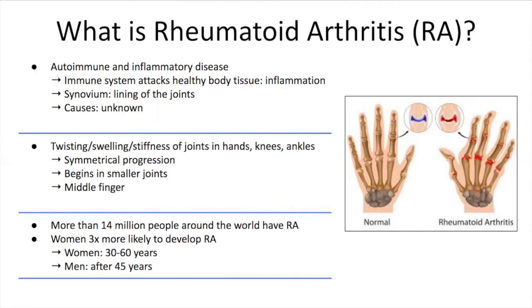One significant characteristic of rheumatoid arthritis is the twisting, swelling, and stiffness of joints in the hands, knees, and ankles, with symmetric progression, so signs in both hands, both knees, and more. More often than not, RA begins in smaller joints, and some researchers have even brought to light that the middle finger is particularly useful in tracing the progression of rheumatoid arthritis.